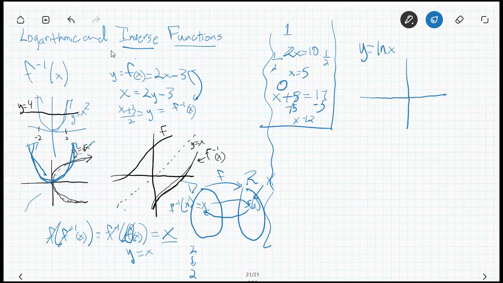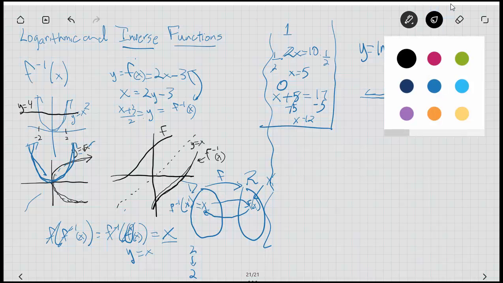Just simmer down. Remember that the natural log of x is the inverse of y equals e to the x. So it's real simple. Here's y equals e to the x. This guy has a horizontal asymptote at y equals 0, and it passes through the point 0, 1. Right? Now, if I want to do the natural log of x, remembering, of course, that these guys are inverses of one another, it's super simple.